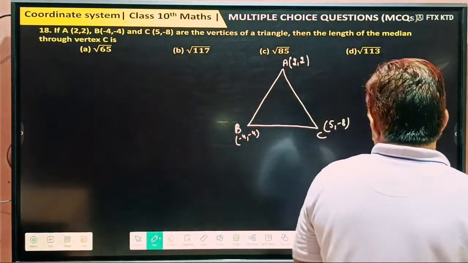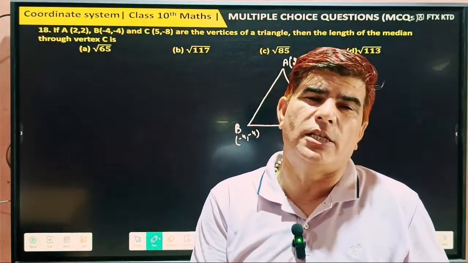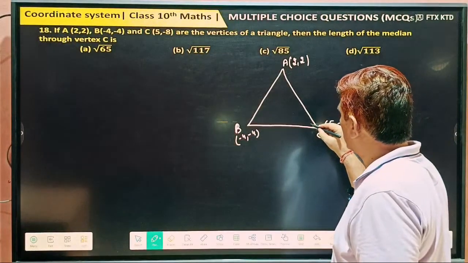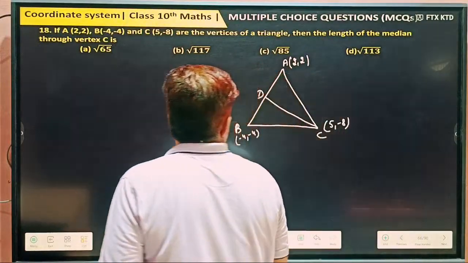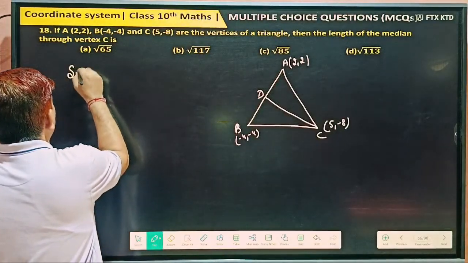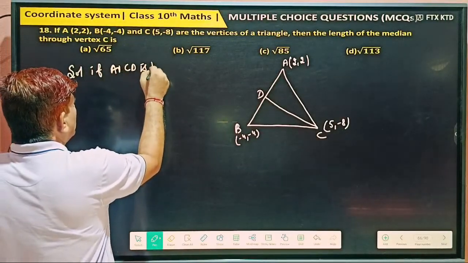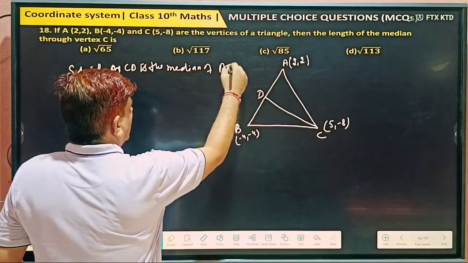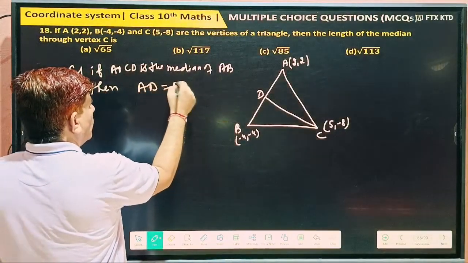Length of the median through the vertex. I already told you what a vertex is and what a median is. A median is that line segment which starts from a vertex and divides the opposite side into two equal parts. So D is the point. If CD is the median of AB, then AD equals BD.